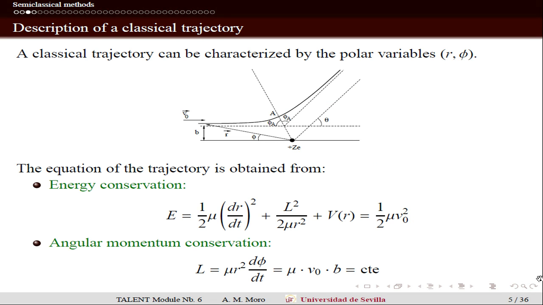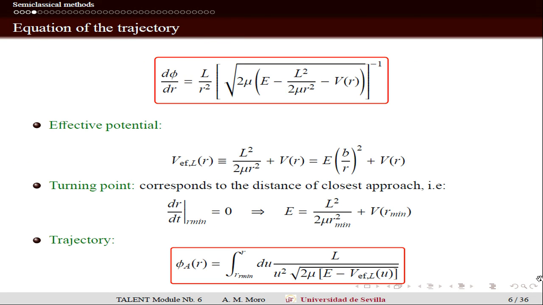This is just obtained from here by removing this term. So formally, we can integrate this equation from this turning point distance to an arbitrary point to get the equation of this phi as a function, again, of the total energy or impact parameter. So this, integrated in some way, provides us with this classical trajectory.